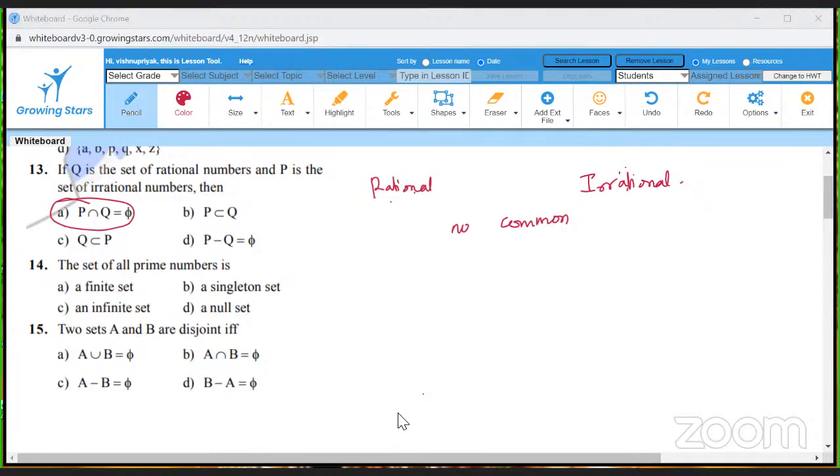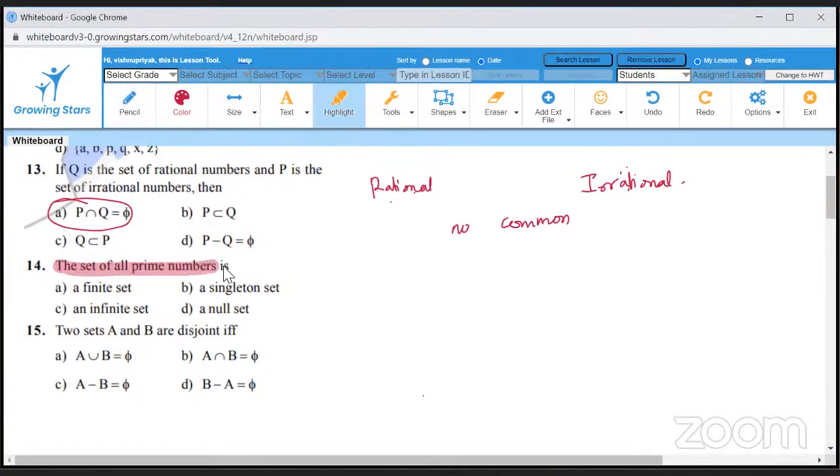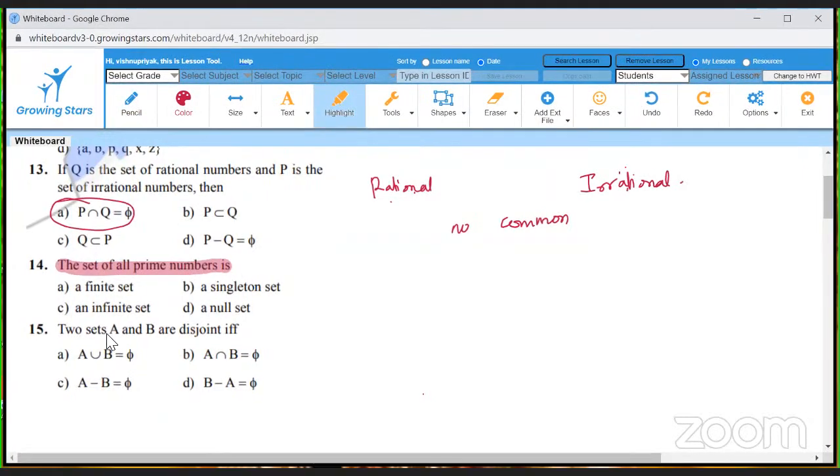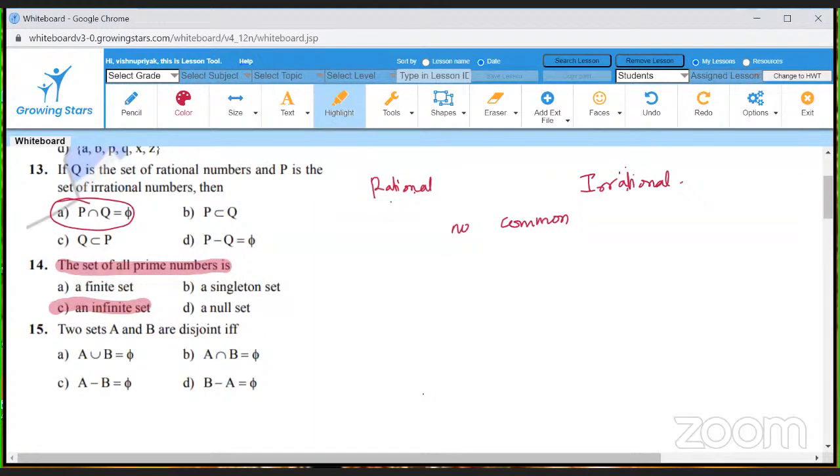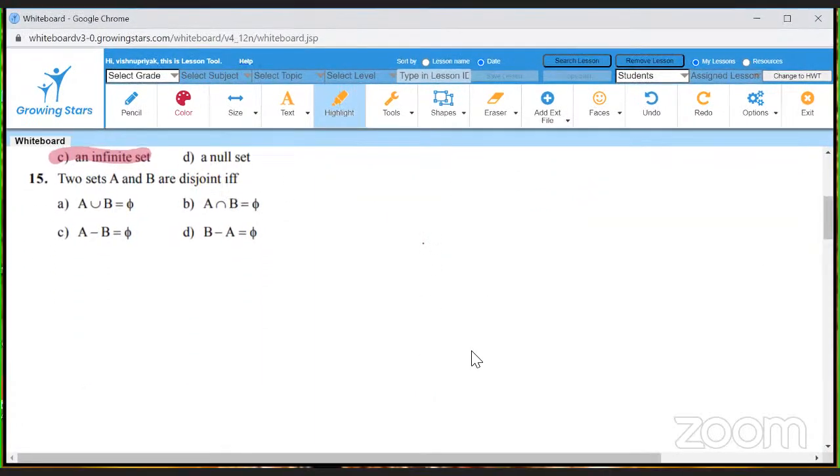Soundarya got 13th as A. Or 14th one as A. But 14th is not A, Soundarya. Yes, Lohit, correct. 14th is C. The set of all prime numbers. If you sit and write prime numbers, it will continue, infinite. Okay, next, 15th you can try.